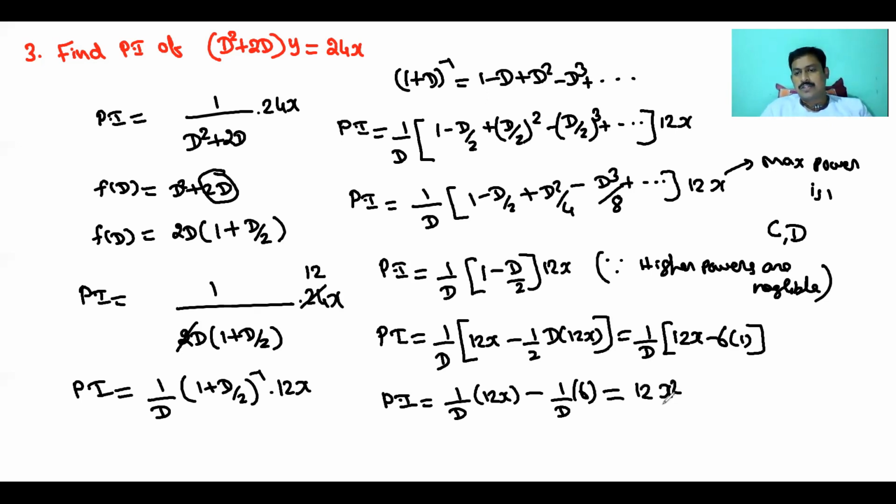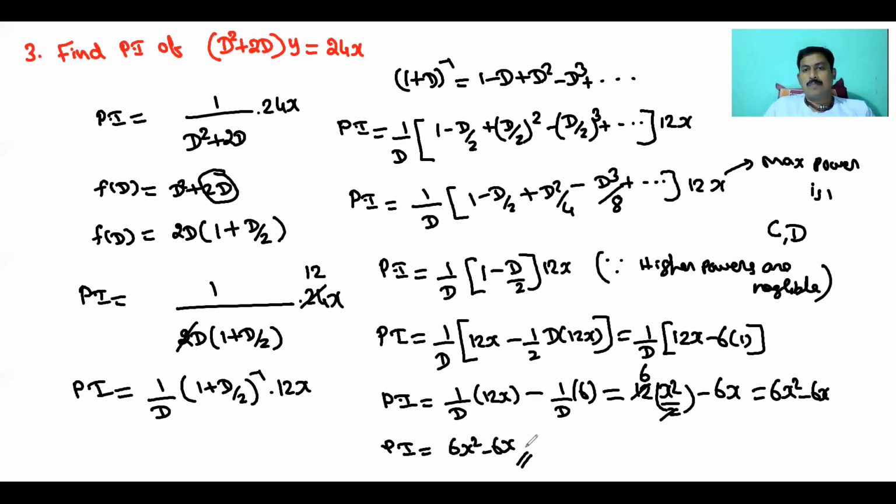X integration is x square by 2. Constant, if you integrate, you will get simply x. So finally you can cancel these two and write 6x square minus 6x. They're asking only to find PI. So finally we conclude PI equal to 6x square minus 6x is the required PI value.